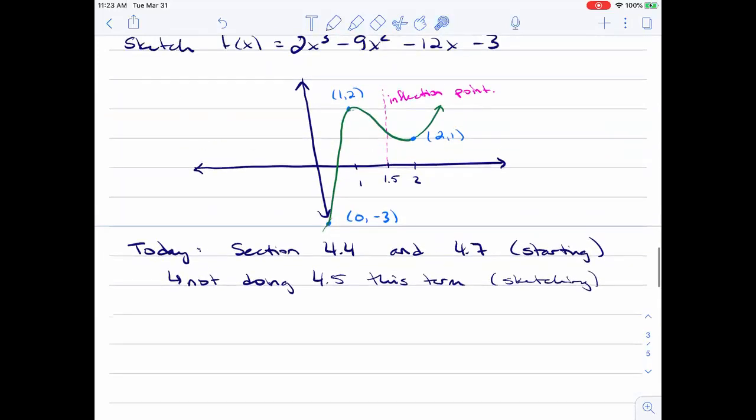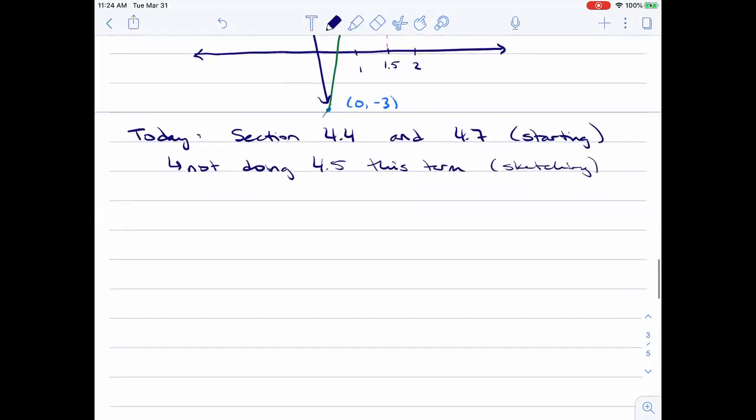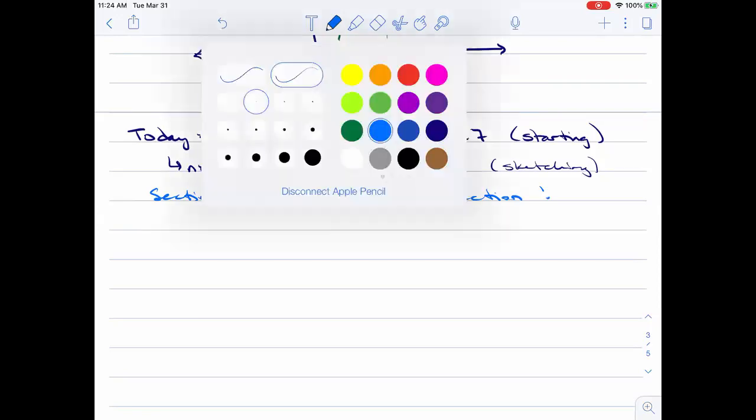Things like what we just did here, right? That would have been a preview for section 4.5. We're not doing that though, so yay. And section 4.7 is our last section, which is actually kind of a fun section because it's on optimization. So we've just got section 4.4 and 4.7.